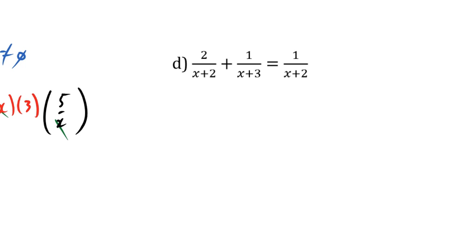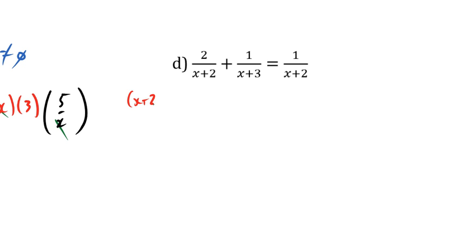So this is the same idea with C, but instead of just multiplying by x and by 3, we're multiplying binomials. What can I multiply through on both sides that will clear all of the denominators, right? That's what we're figuring out. So I'm going to multiply just the one time by each of the denominators.